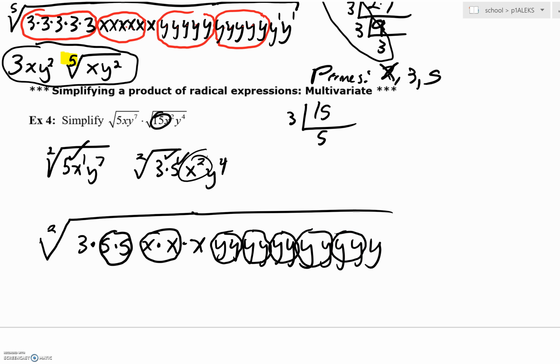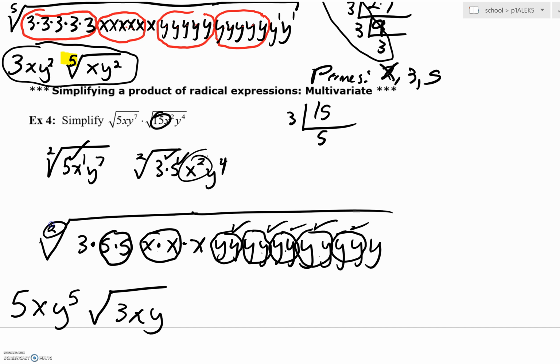Okay, so what number comes out? A 5. A 3 isn't circled, right? The 5 is circled. 1 x comes out because I just have one circle with an x. How many circles do I have with y's? Yeah, look at that. 1, 2, 3, 4, 5. So I'm going to have y to the 5th. Now, what's still inside? 3x. What else? And a y. The 2. Well, the 2 is the index. I mean, you don't normally type that in.